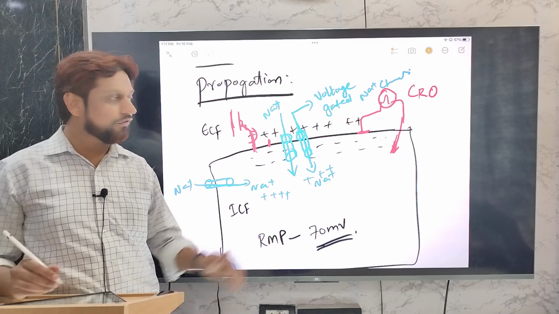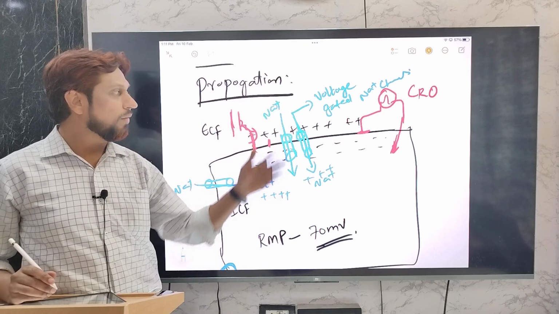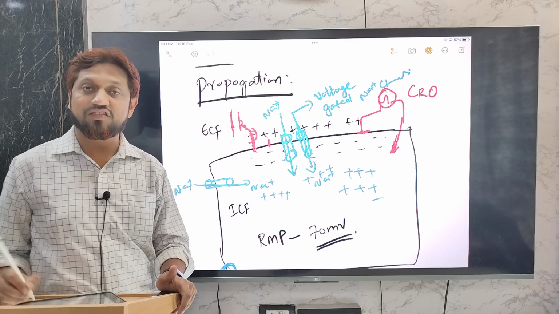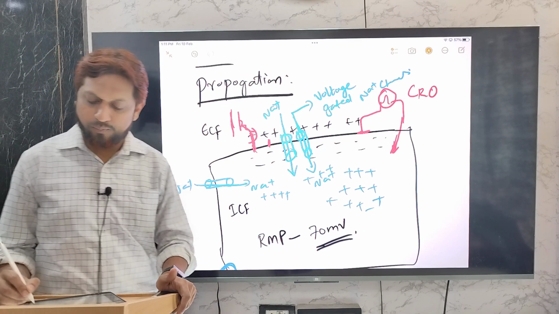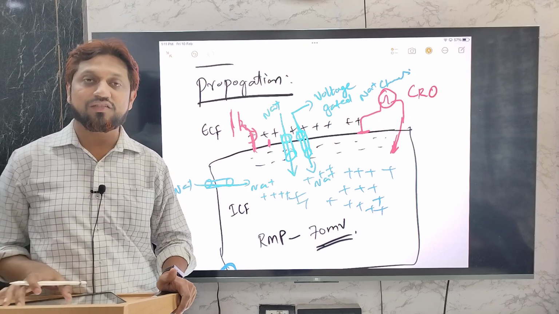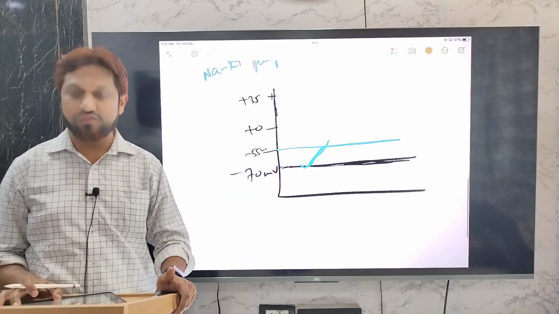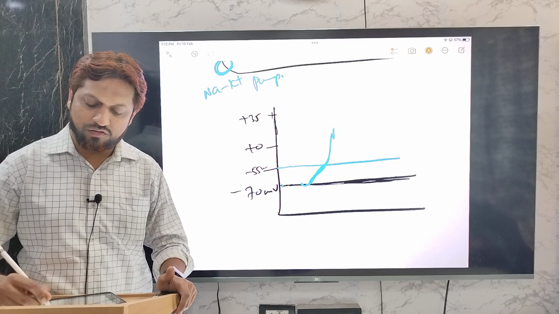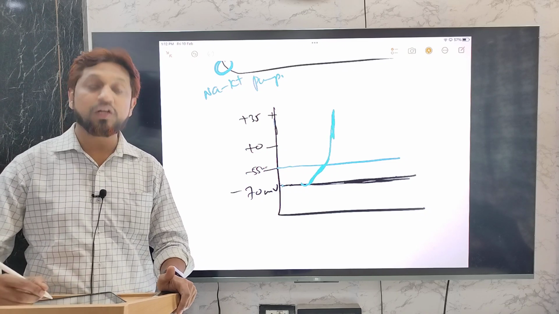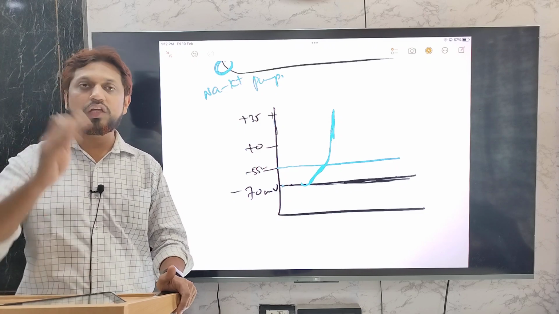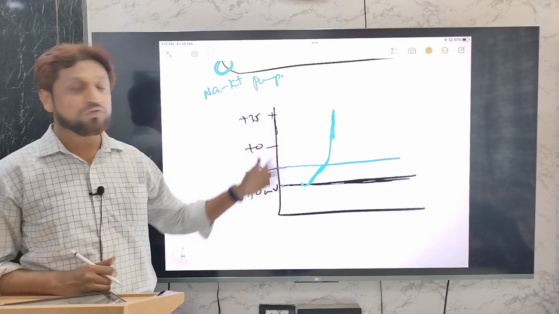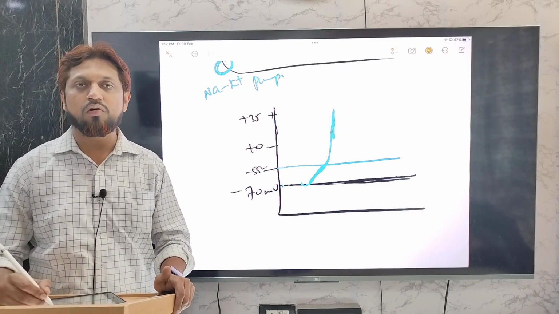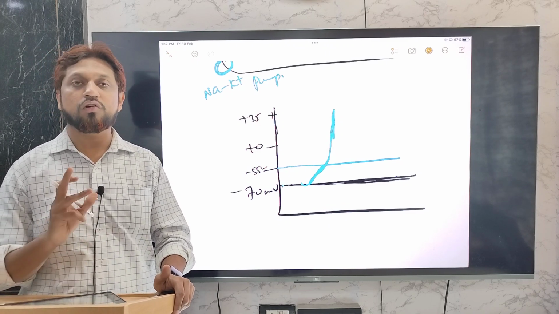This entry of the sodium, that is the positive charge from outside to inside, causes positivity inside this cell. Now this positivity inside the cell is called the depolarization phase, and slowly it reaches from minus 70 up to plus 35 millivolt. It will try to go to the equilibrium potential of sodium, that is nearly plus 60 millivolt, but around plus 35 millivolt it will stop because of the closure of the sodium channels.